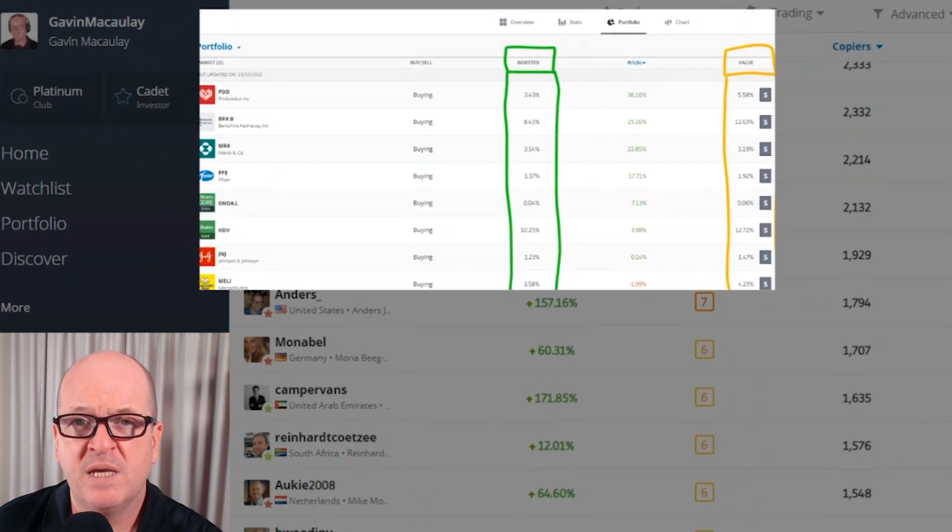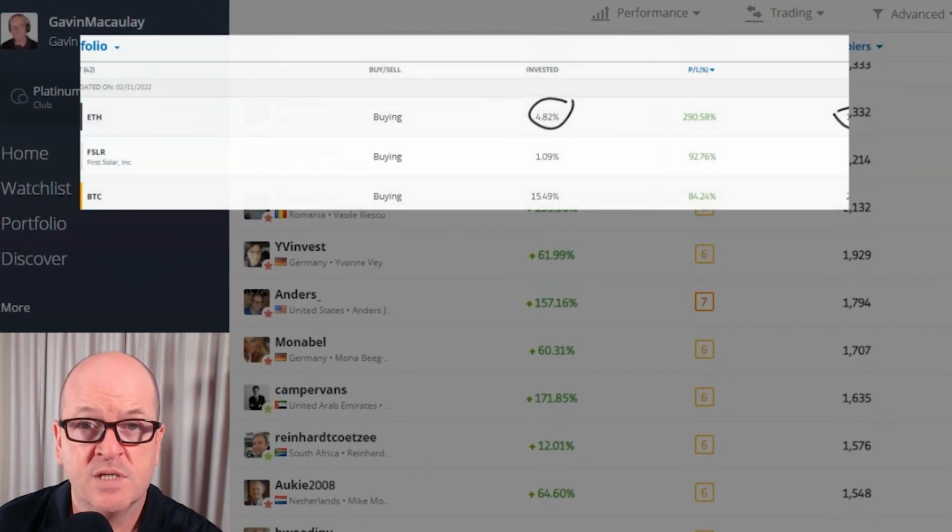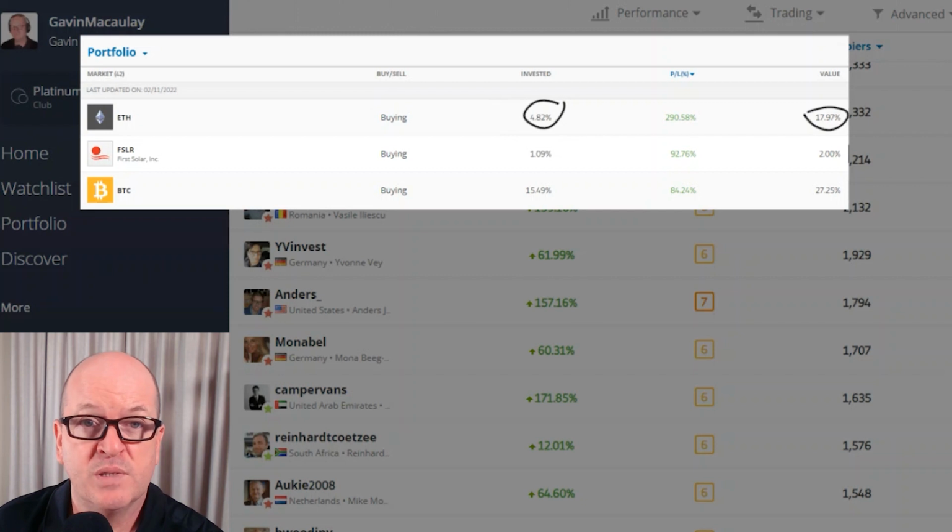Also, the risk score is based on the proportions of the invested column, not their current portfolio, the value column. So that's one thing to remember when looking at any PI's portfolio, since the current reality may be very different from the invested column. This PI, for example, used to have an Ethereum position of 4.82% in their portfolio, but it has now grown to 17.97%. Yet it is the 4.82% position that factors into their risk score. So in a sense, the risk score doesn't reflect what the PI's portfolio looks like today.